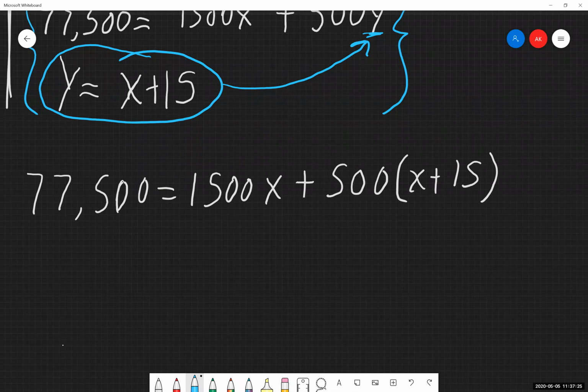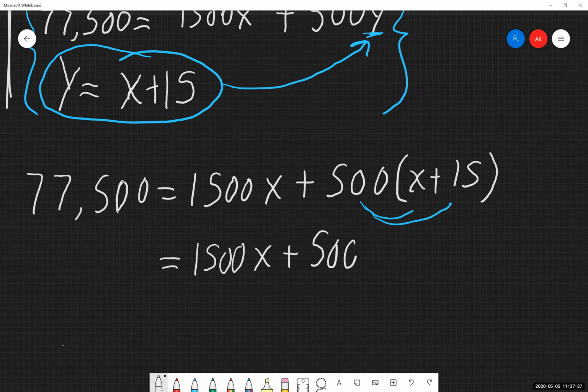So working with 500. 500 is going to distribute through to everything on the right-hand side inside that parentheses. So 500 times x, it's going to give us 500x. And then 500 times 15, I don't know what that is off the top of my head, so I'm going to plug that into a calculator for myself. And you are welcome to do the same thing, either on the homework or the test. Big numbers, so absolutely write that in for yourself, or use a calculator to help out with that. Nothing is happening to the 77,500 on the other side, so it's just going to come down.